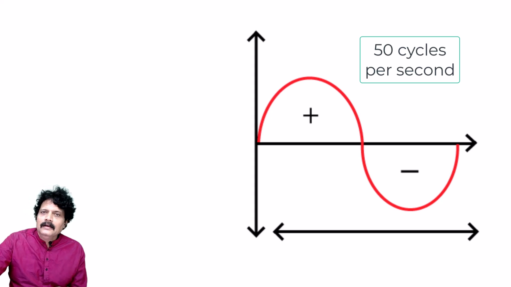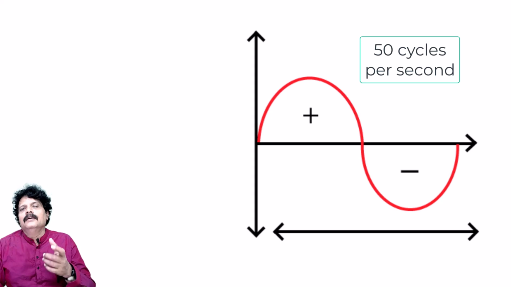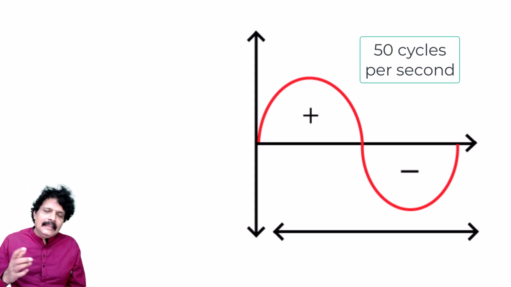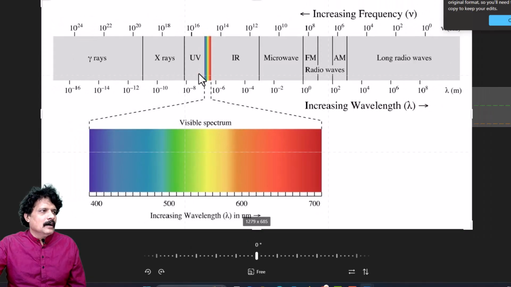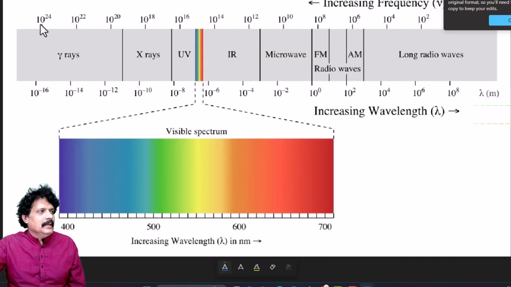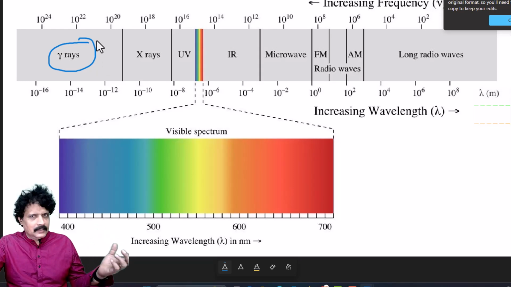Say for example, the electric current that we use in India, we call it 50 hertz. 50 hertz means our electric current has 50 cycles of variation per second. Coming back to our spectrum here, the electromagnetic radiation starting with a frequency of 10 to the power of 24, 10 to the power of 22, 20, these are radiation with very high frequency. When the frequency is very high, the wavelength will be very small. And these radiations, we use for various other purposes.